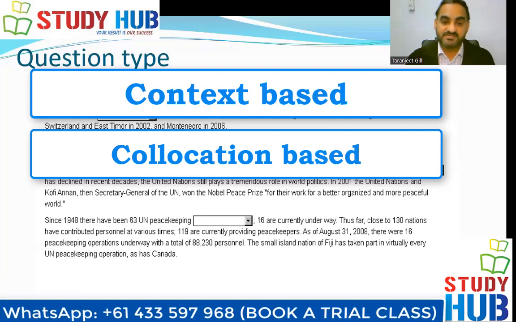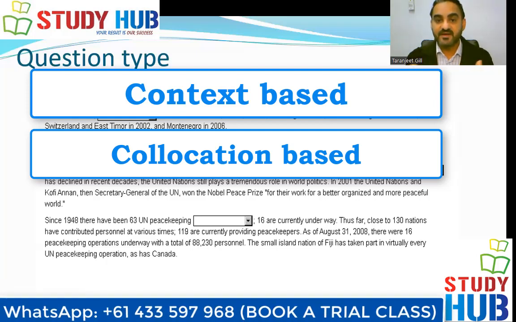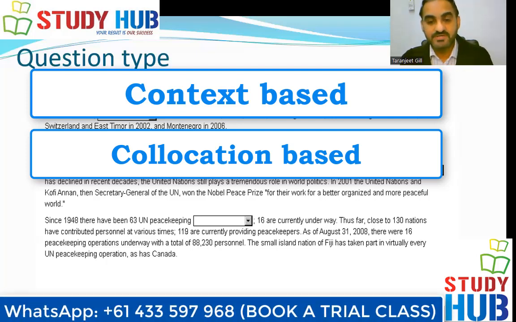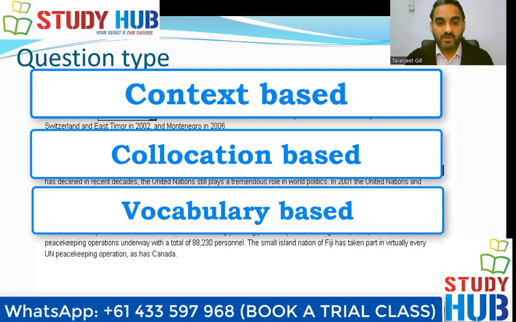The second one is collocations. Collocations are the words and phrases that feel right, such as known as, because of, due to, consists of. All these are collocations. And then we have what we call vocabulary-based. Very few questions will be based on vocabulary.